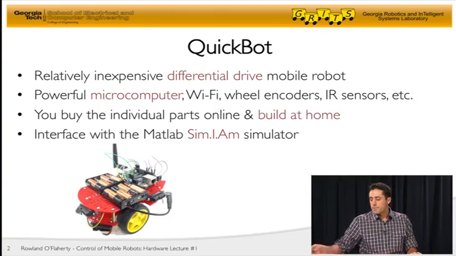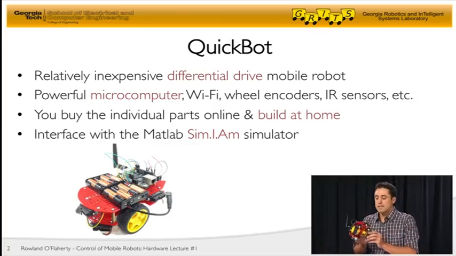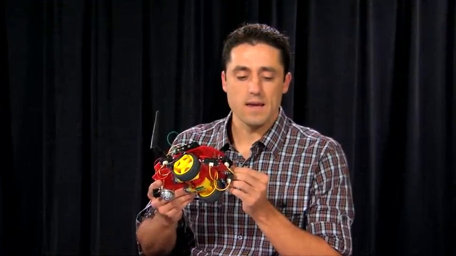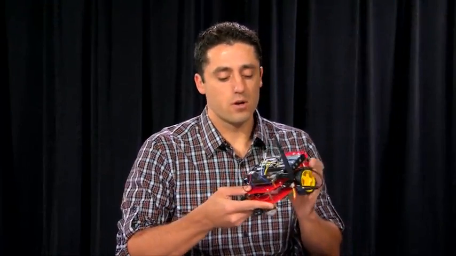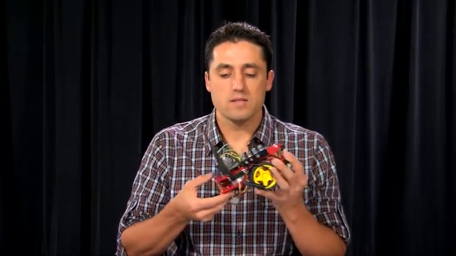So the QuickBot is a relatively inexpensive differential drive robot, the same as the Khepera. That means it has 2 wheels and 2 motors, and it drives like a tank. It has a powerful microcomputer on it, and that's the BeagleBone Black. It has Wi-Fi to connect so you can run it wirelessly. It has wheel encoders so you know how far the wheels have gone. And it has IR distance sensors so you can measure distances pretty coarsely but use it to maybe avoid obstacles.